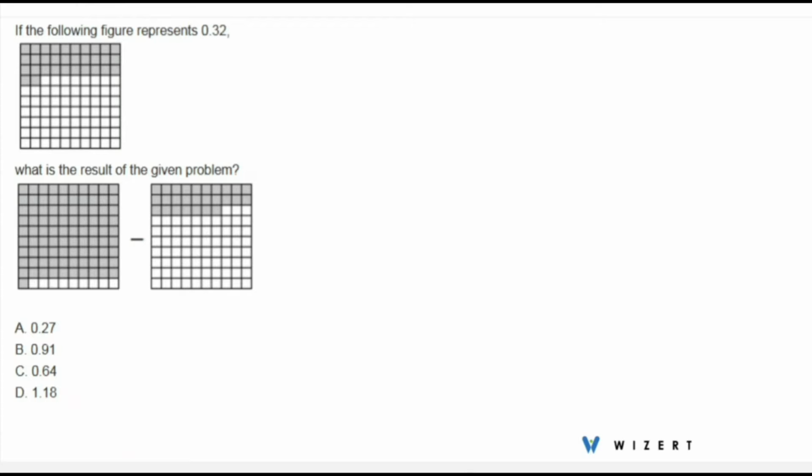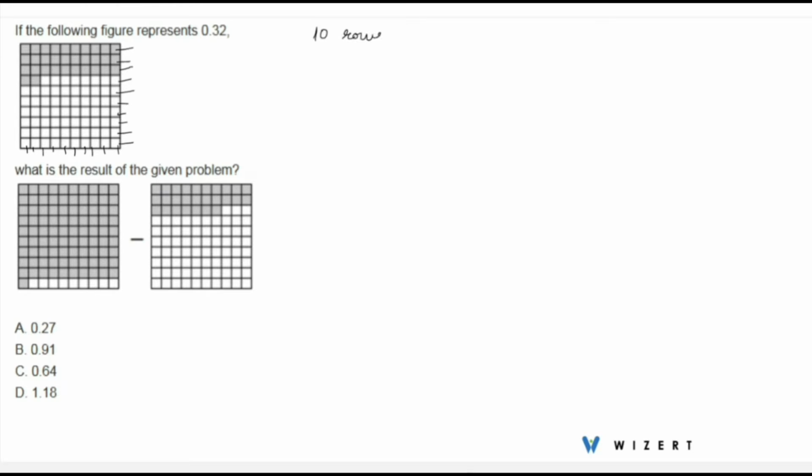We have this question here. If the following figure represents 0.32, what is the result of the given problem? So let's just count the number of boxes. In each row, 1, 2, 3, 4, 5, 6, 7, 8, 9, 10 boxes are there. And such 1, 2, 3, 4, 5, 6, 7, 8, 9, 10 rows are there.